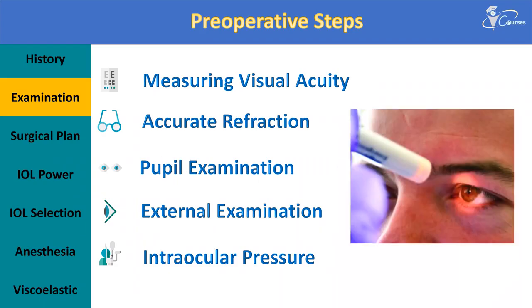Pupil examination, as usual, to check if the patient has any relative afferent pupillary defect, which can denote that this patient could have a problem in the posterior segment or a problem in the afferent visual pathway.